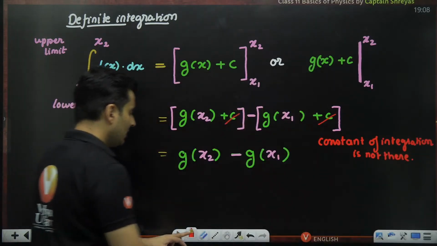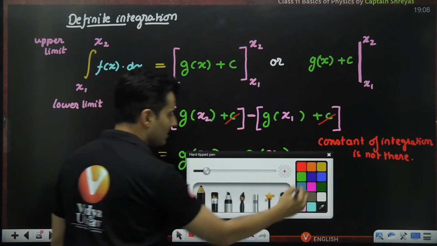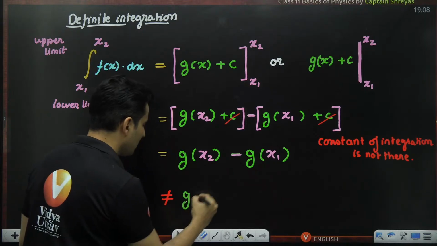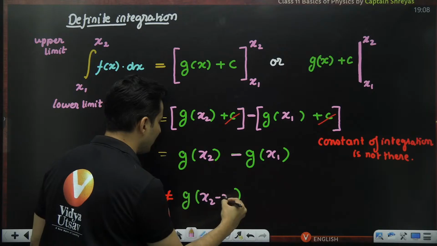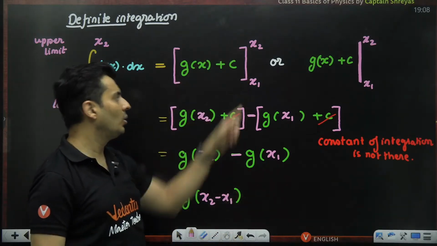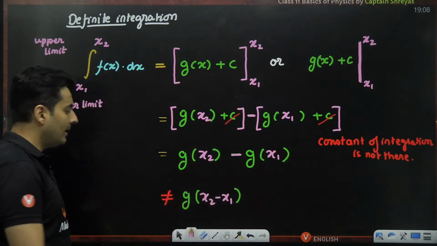Please keep in mind, this is not the same as, and a lot of people make this mistake, g of (x2 minus x1). A lot of people do this: they subtract the upper and lower limit and then put it inside g. That is 100% incorrect. Never ever do this.